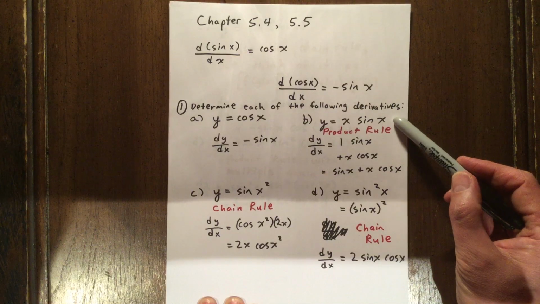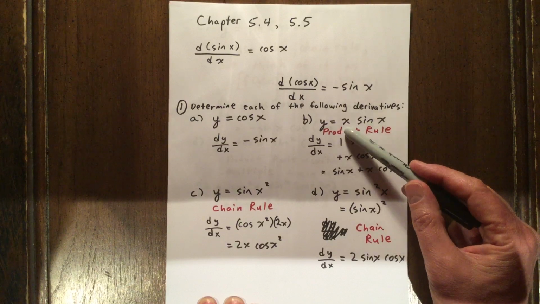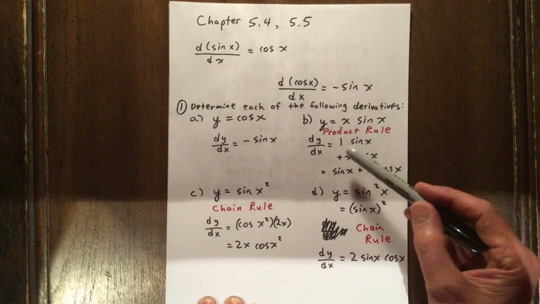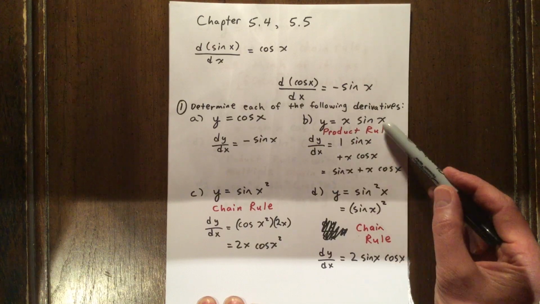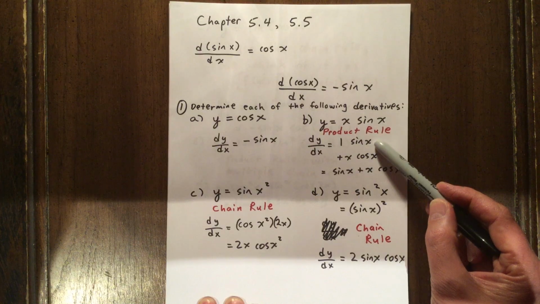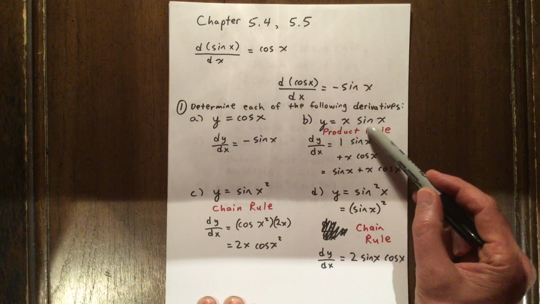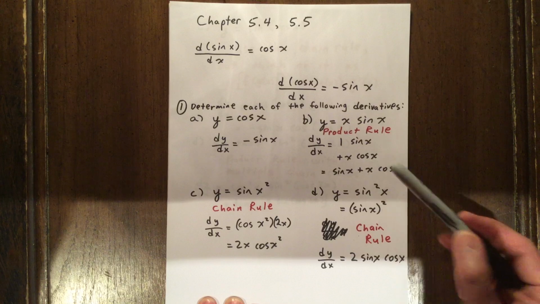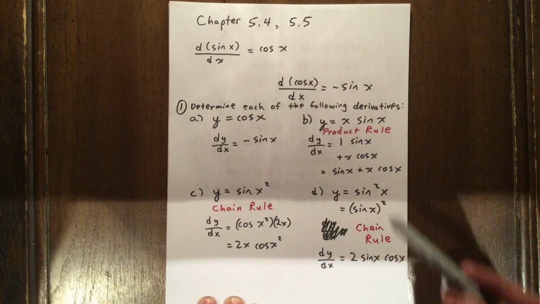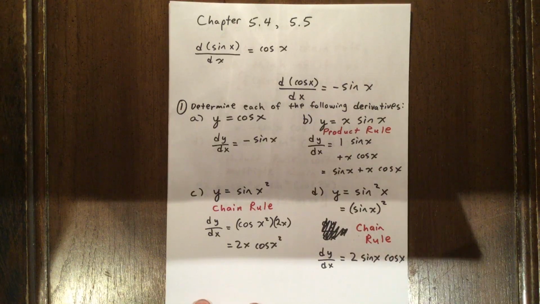In this question, we want to figure out the derivative of the function x sine x. Well, this is a product rule situation. We have the function x times the function sine x. So we go the derivative of the first function, which is the derivative of x, times the second function, which is sine x, plus the first function, which is x, times the derivative of the second function. Since the second function is sine x, the derivative will be cos x. And when we simplify this expression, we get sine x plus x cos x.